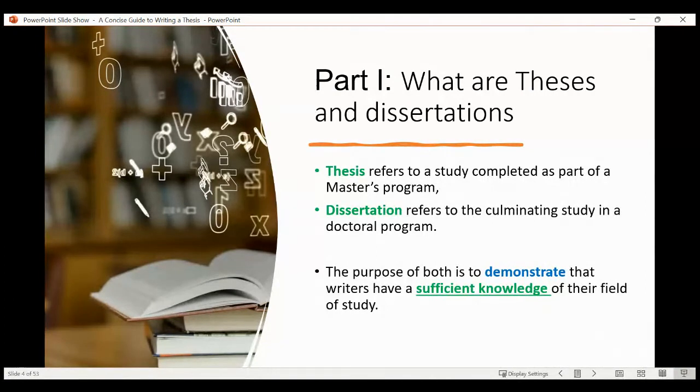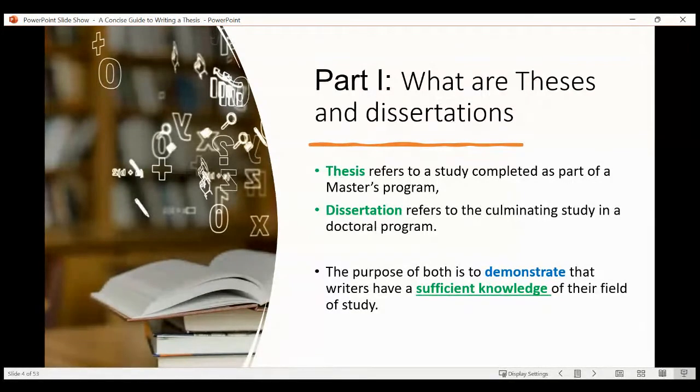A thesis here refers to a study completed as part of a master's program, and the same for a dissertation, which is basically for completing a doctoral program. So this is it. It's a study, but it's like a bigger study.